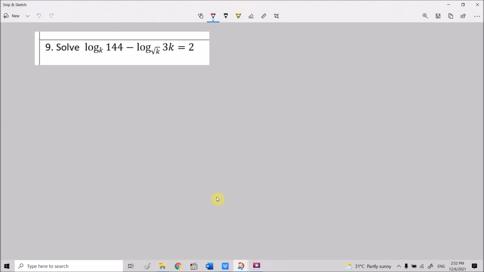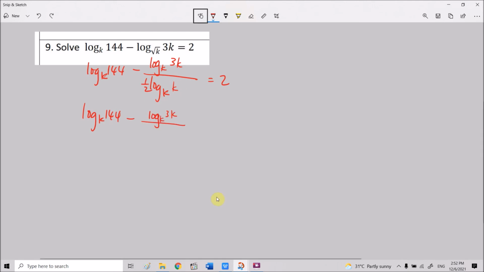Solve this. First, again, we check the base. They have different bases, so it's better we change this so that we have the same base of k. By using the law, we have this over this. The 3k is here, the square root of k, or k to the power of 1 over 2, is the same as square root of k. The 1 over 2 again, I can bring to the front. And then 1 over 2 times this one is 1, so 1 over 2 times 1 is 1 over 2. When you divide by 1 over 2, it actually means times 2.